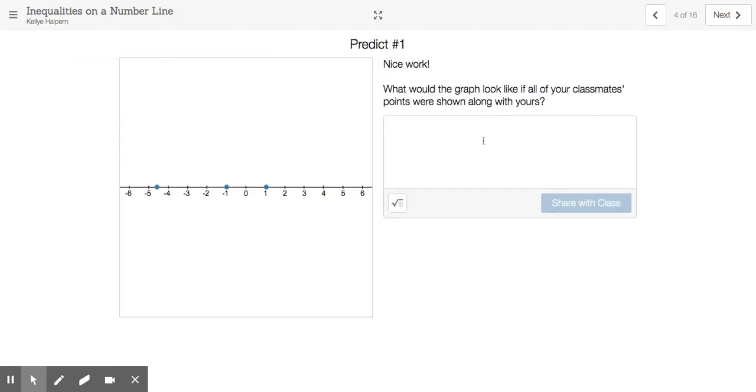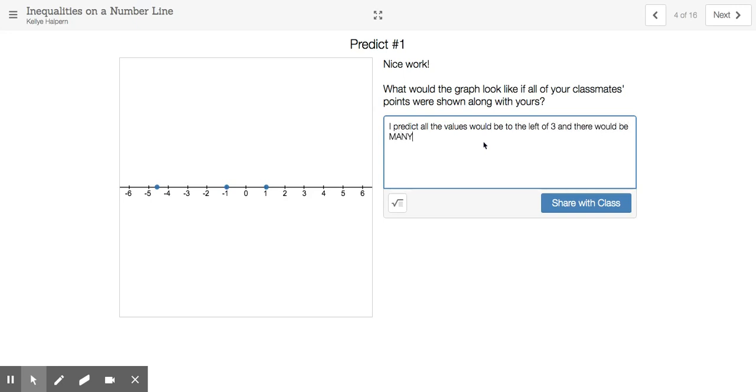On screen 4, I'm asked, what would the graph look like if all of your classmates' points were shown along with yours? This is opinion, so it cannot be wrong, but many people did discuss the mathematics behind it, that it was less than or to the left of 3.